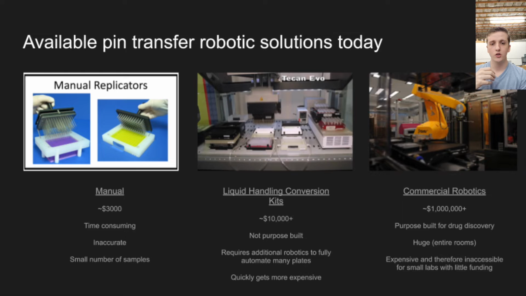Then you can go up beyond a liquid handling conversion kit, and that's like the industrial robots I was talking about, like at the National Institutes of Health or Harvard or other huge biomedical laboratories. They can cost millions of dollars, and they're really not accessible to certain labs that don't have the funding. And not only that, it's overkill for some of the experiments that need to be done.